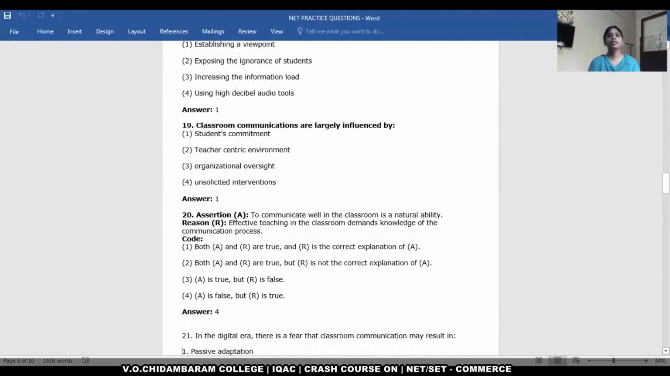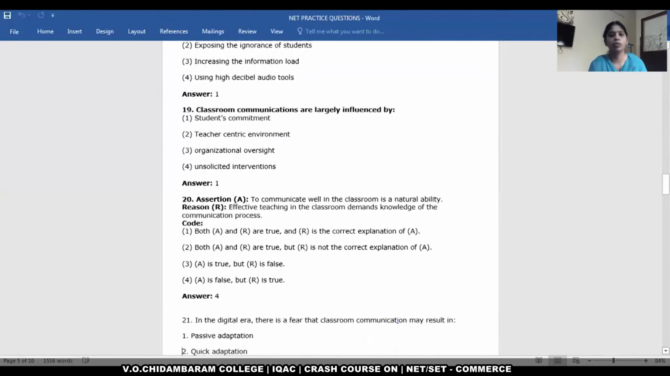Classroom communications are largely influenced by students' commitment, teacher-centric environment, organizational oversight, or solicited interventions. Classroom communication will be between a student and teacher, of course. So how is it largely influenced? Students' commitment plays a main role in classroom communication. So of course the answer is 1.